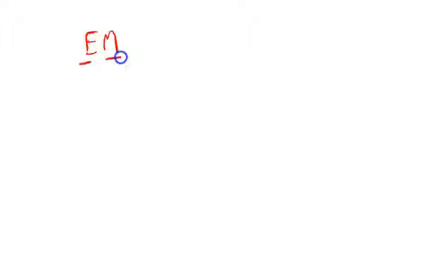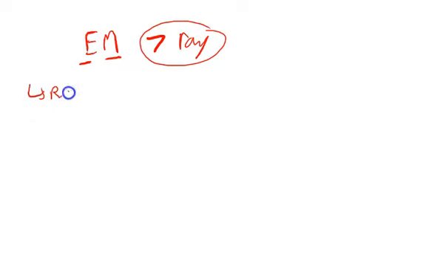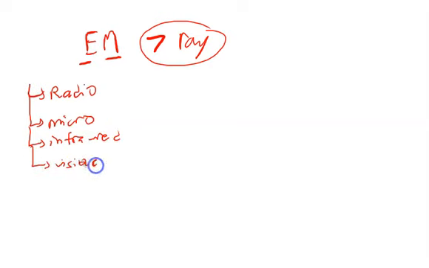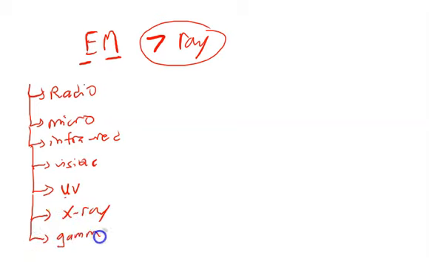EM stands for electromagnetic. Okay, we will have 7 types of rays. So one of it is radio, and then we will have microwave. The third one is infrared. The fourth one is visible light. Visible light for the photosynthesis, how you can see me and I can see you. And here is the UV light, ultraviolet, and here is the X-ray, and here's the gamma ray. So it's a short explanation.